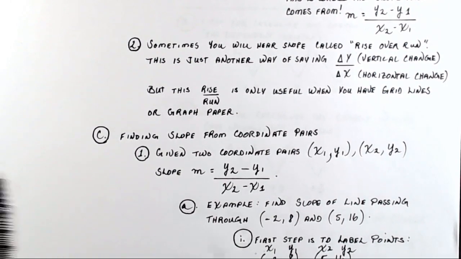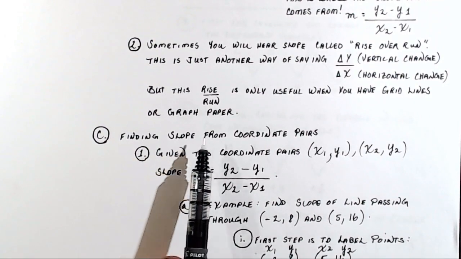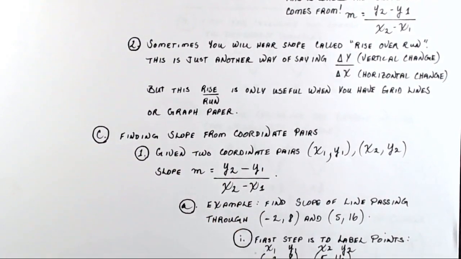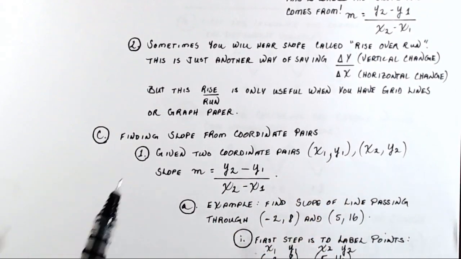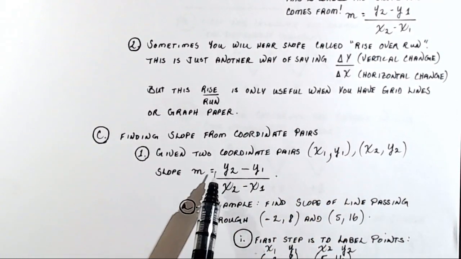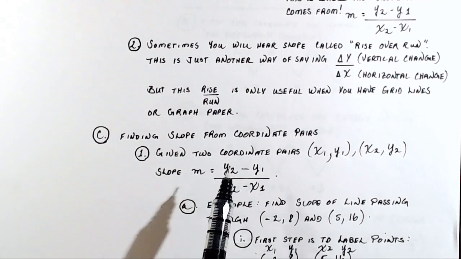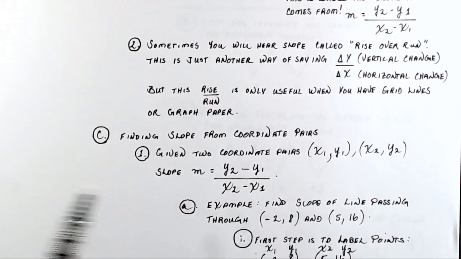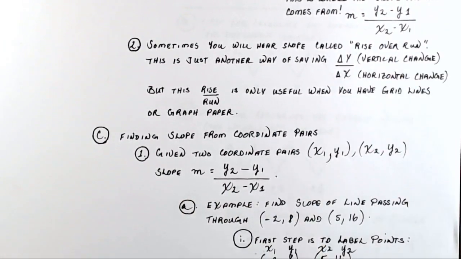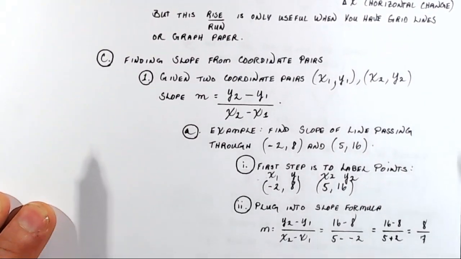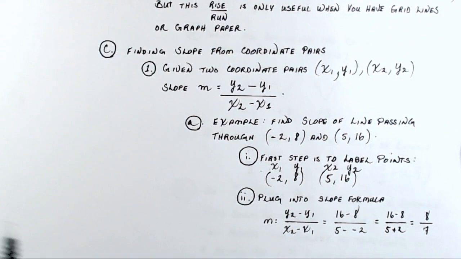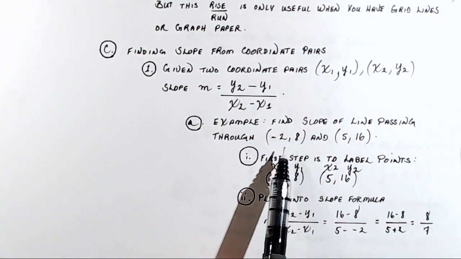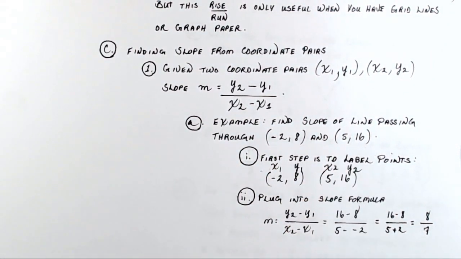Okay. Subpoint C, finding the slope from coordinate pairs. Let's say you're given 2 coordinate pairs, x1, y1, x2, y2. In that case, the slope equals m equals y2 minus y1 over x2 minus x1. Here's an example. Find the slope of the line passing through these 2 points, negative 2, 8 and 5, 16.